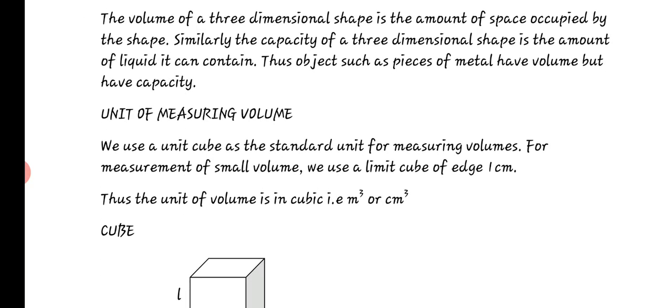The unit of measuring volume. When we are measuring volume, the unit is cubic because they have 3 dimensions. For a 2-dimensional shape, the unit will be square. That's when you find area, length and breadth, you have 2 dimensions. When you find the area of any 2-dimensional shape, that is a rectangle, a triangle, a circle, all of those will give you square. But the unit of volume is cubic, either meter cube or centimeter cube.